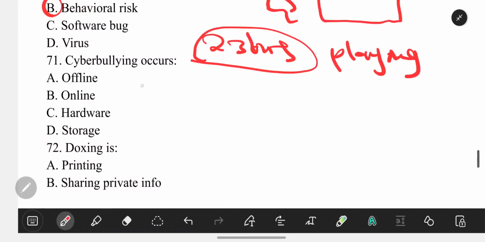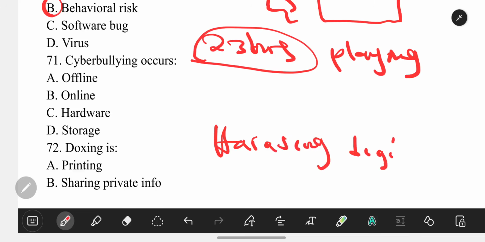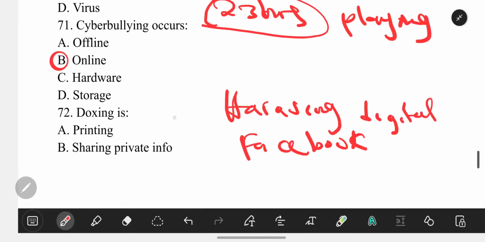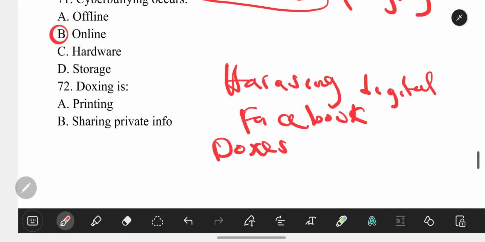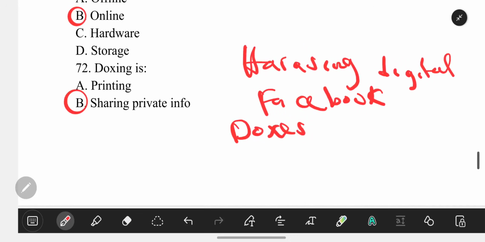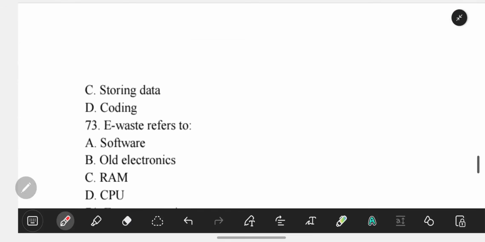Then we have cyberbullying. So remember what cyberbullying is. Cyberbullying is just the harassment in which someone is using digital platforms, such as we can have Facebook. Someone is being bullied, is being body shamed on Facebook, on WhatsApp and all that. So that is cyberbullying. So this is done online. Then we have doxing. So when someone doxes you, it means they have shared private information without your consent. So doxing is simply sharing private information without consent.